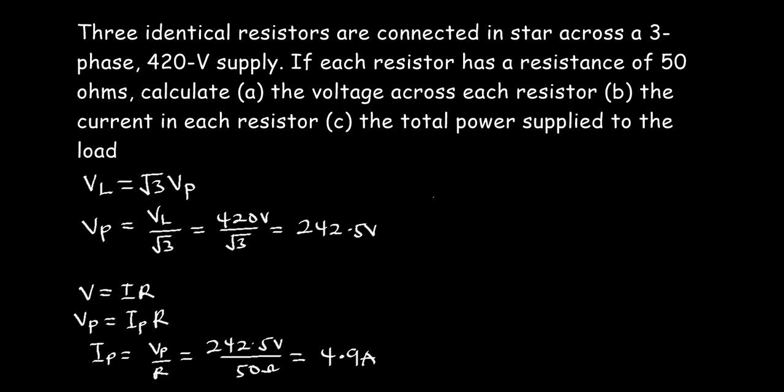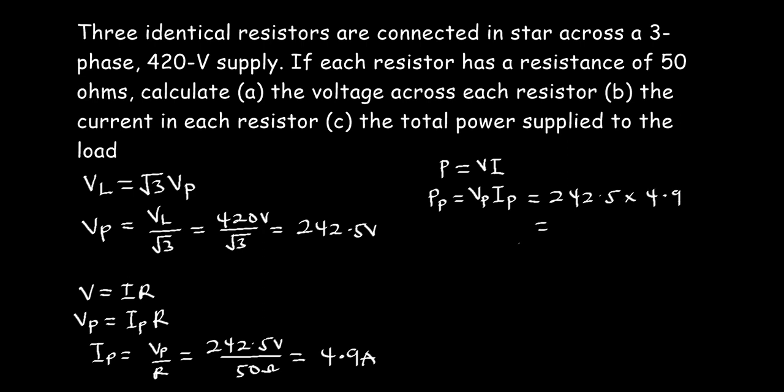So let's look at how you can calculate the total power supplied to the load. Power is given by the equation P equals voltage times current. So to find the power supplied to the load, you find the power on each load, and then since there are three loads, you multiply by 3 to find the total power. So the power on a single phase is equal to the phase voltage multiplying the phase current, and this would be equal to 242.5 multiplying the phase current, which is 4.9.